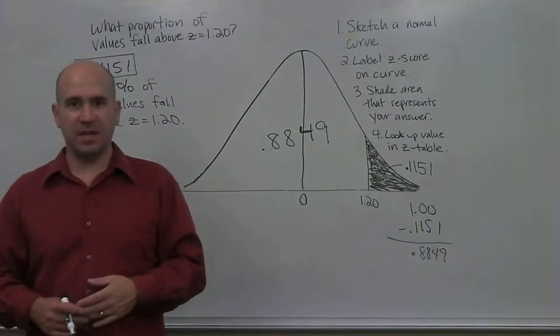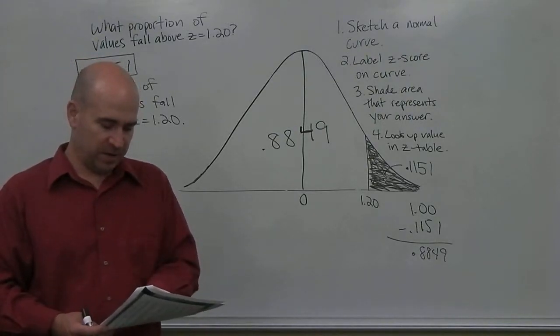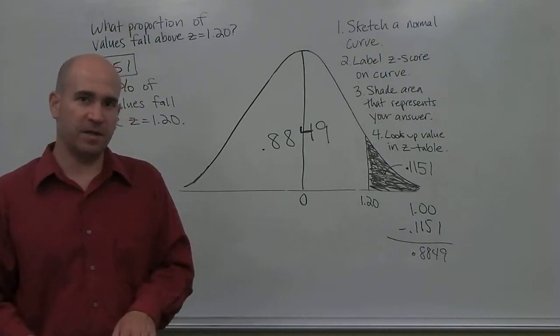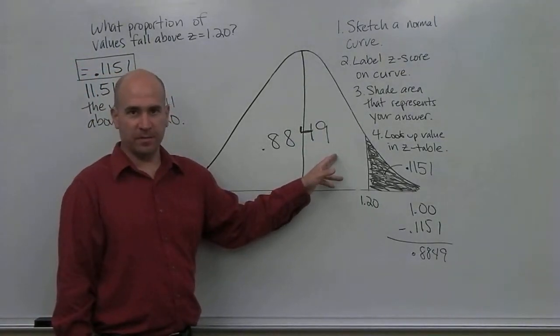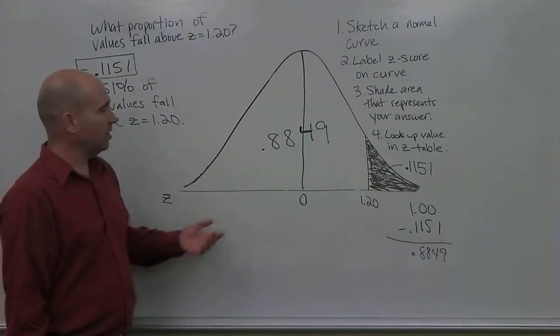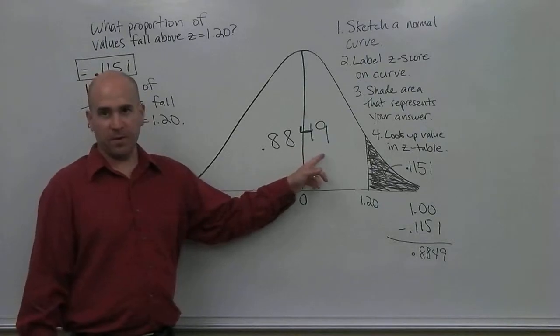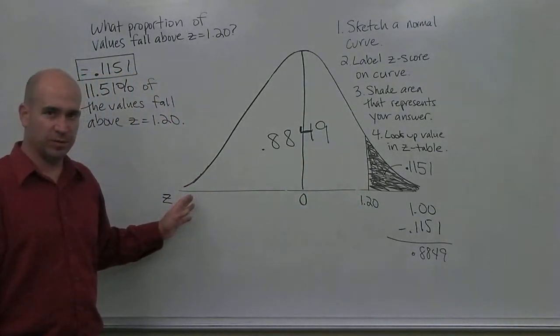If you looked up a z of 1.20 in your table, in the body column, you should see a proportion of 0.8849. And then finally, just to be complete, converting that into percentage form, we could say 88.49% of the values fall below a z of 1.2.